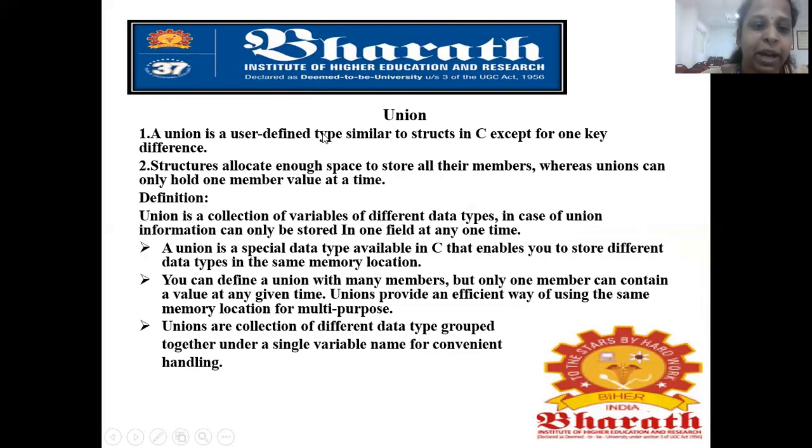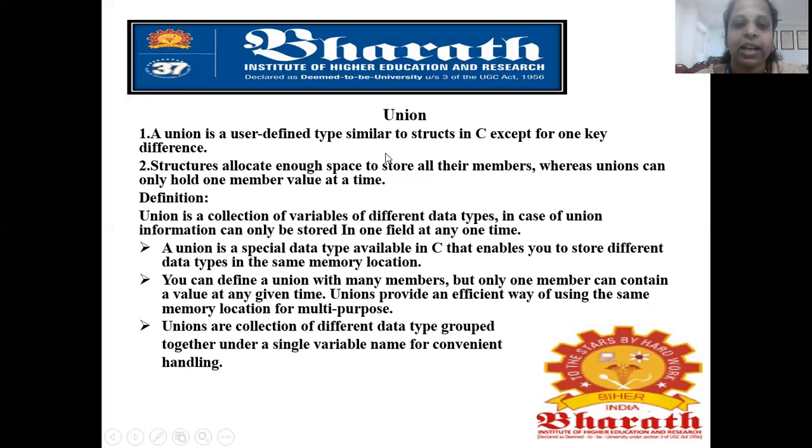First, union is a user-defined data type which is similar to structure in C. We know already structure is nothing but a group of dissimilar or different data items into a single unit. Similarly, union is also a user-defined data type which can be grouped into a single unit. The only difference between structure and union depends upon memory allocation. Your structure also consists of different data items, your union also consists of different data items, but they differ in terms of memory allocation.